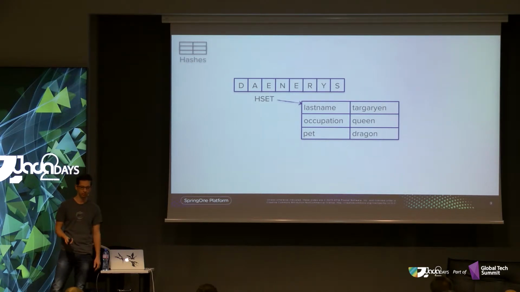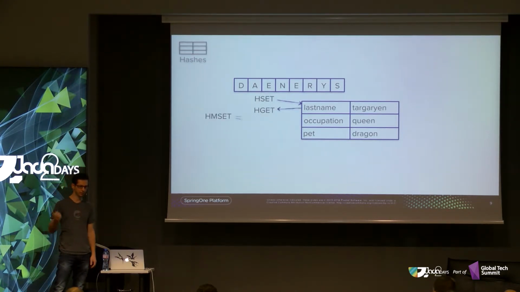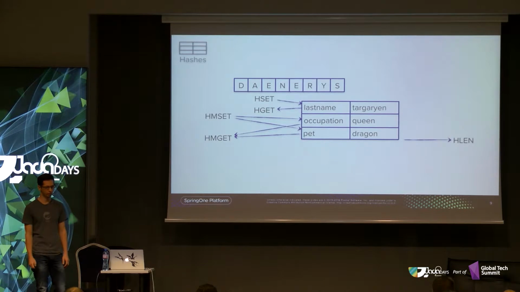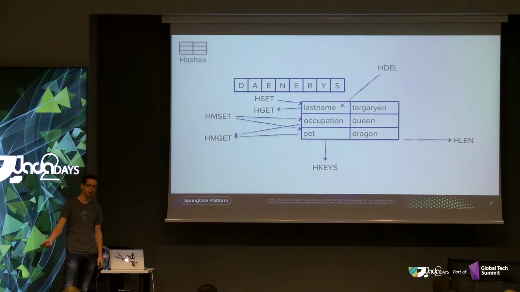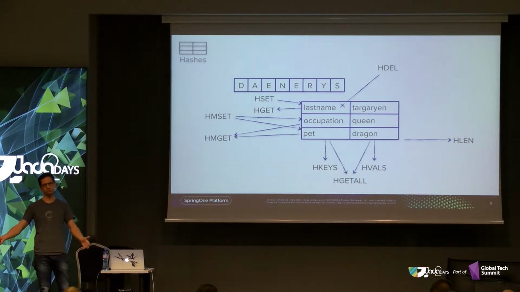This would be the hset command, taking the key the hash is stored under, and then just having hash keys and values follow. You can get stuff. You can set multiple keys and values within the hash and get them back. Okay. Of course, you can ask for the length of the hash, remove stuff from there, get all the keys, get all the values, and just get everything that's stored in there.